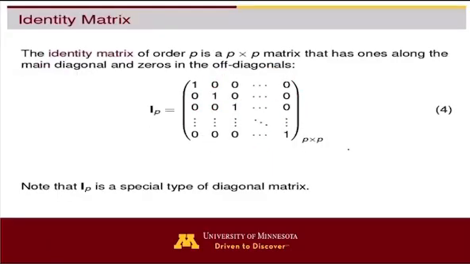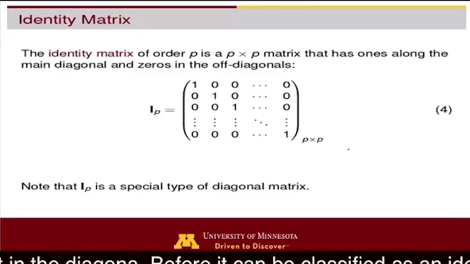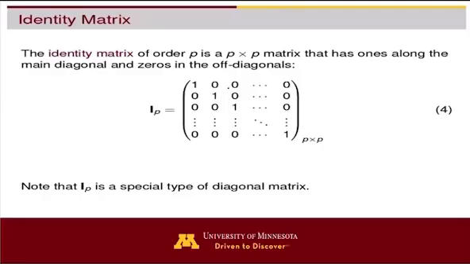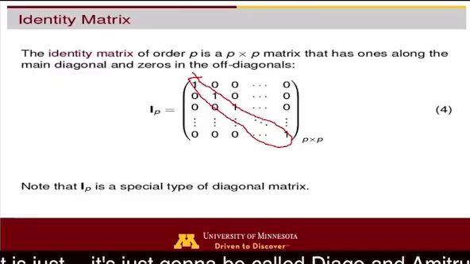Now, I want to tell you this: an identity matrix is a special form of a diagonal matrix. In the off-diagonal, all elements are zeros, but in the diagonal, before it can be classified as an identity matrix, all entries have to be one. Take a look at this now. All entries in the diagonal have to be one. The moment one of the entries is not one, then it's just going to be called a diagonal matrix. It's not an identity matrix.